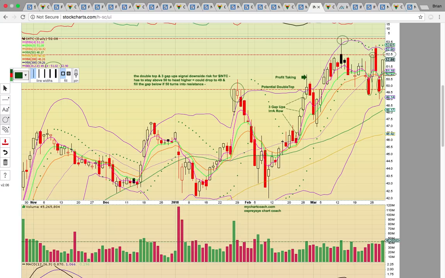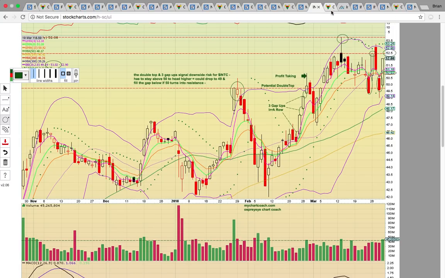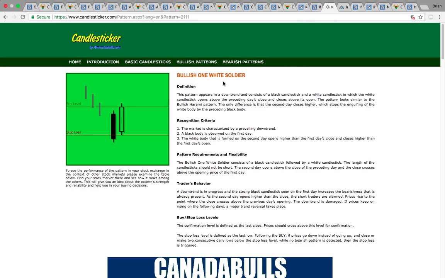So is it going to close above 52.50 for a new all-time high close? If it does, then it needs to break this 54 resistance zone, and that would signal that it's breaking out higher. Let's take a look here. It did form a bullish one white soldier reversal pattern. So once again, we have another tech stock signaling that it's forming a reversal pattern.